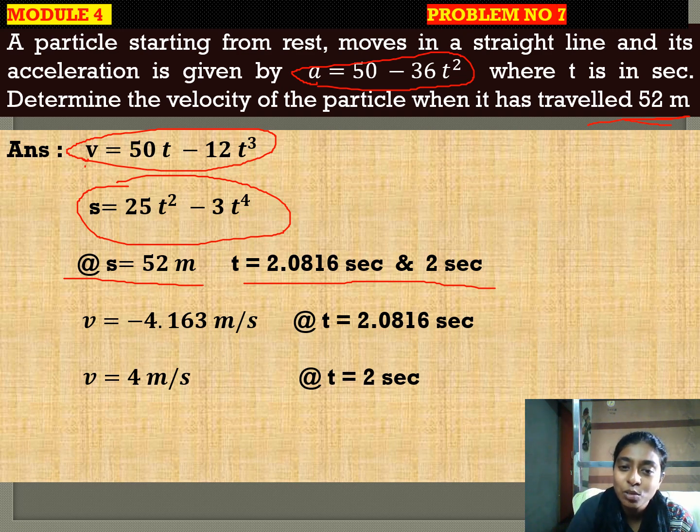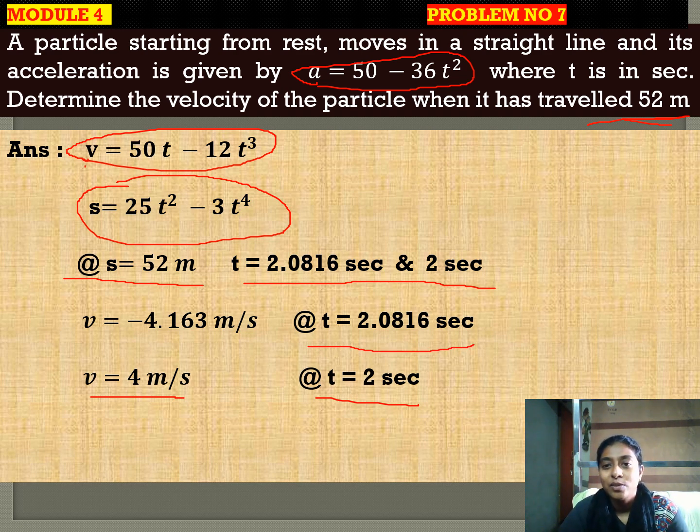At t is equal to 2 seconds, in order to reach 52 meter, we have to travel with a velocity of 4 meter per second. And at t is equal to 2.0816 second, for reaching the distance of 52 meter, you have to travel back with a velocity of minus 4.163 meter per second.